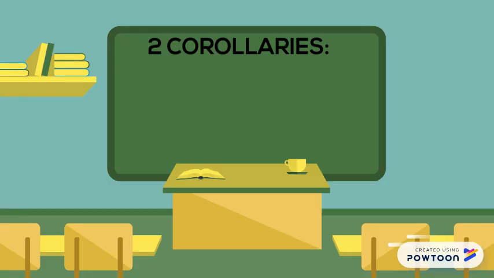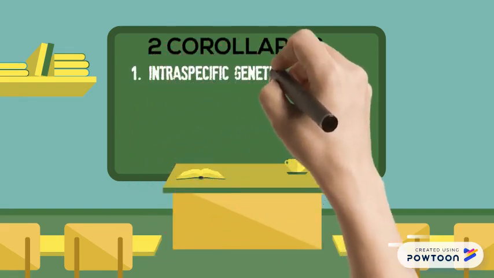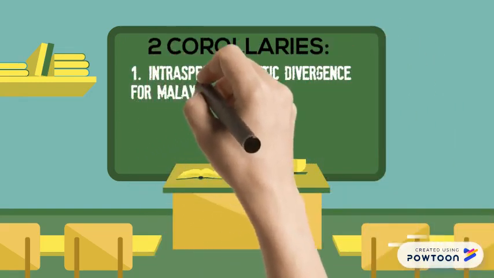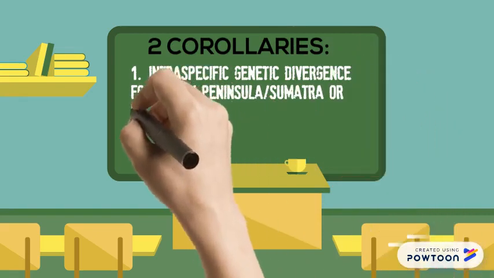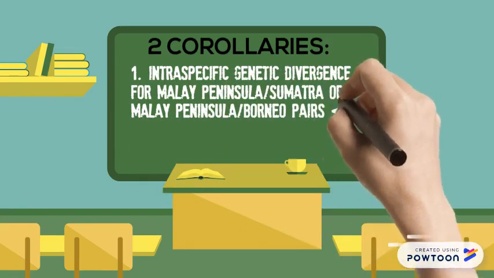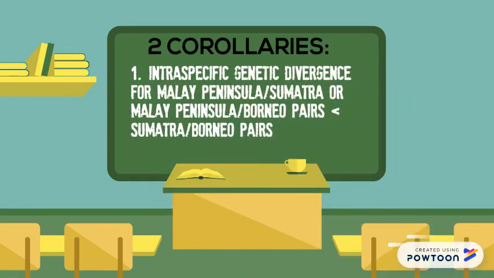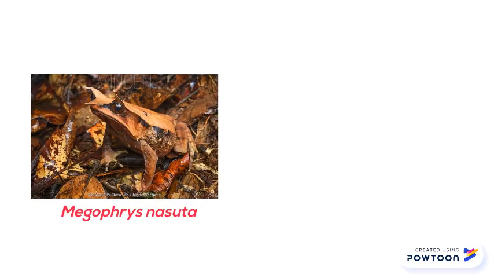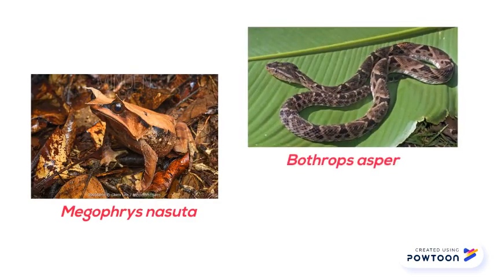Two corollaries appear. The first is that among the non-endemic species breeding in lowland, the intraspecific genetic divergence for the Malay Peninsula and Sumatra pair, or the Malay Peninsula and Borneo pair, is less than that of the Sumatra and Borneo pair. This corollary can be tested on Megophrys nasuta, Pronotus and other species.